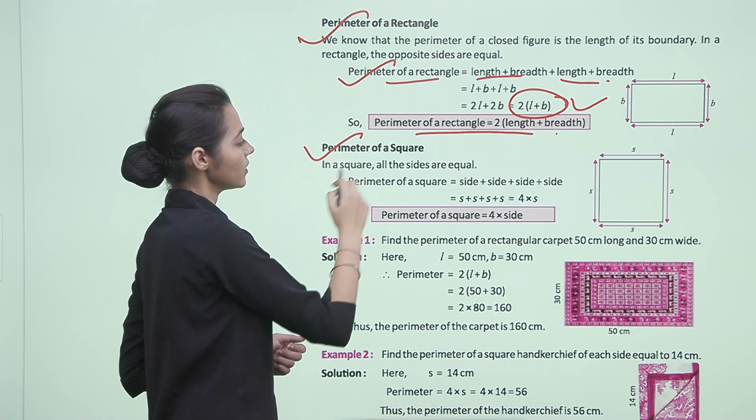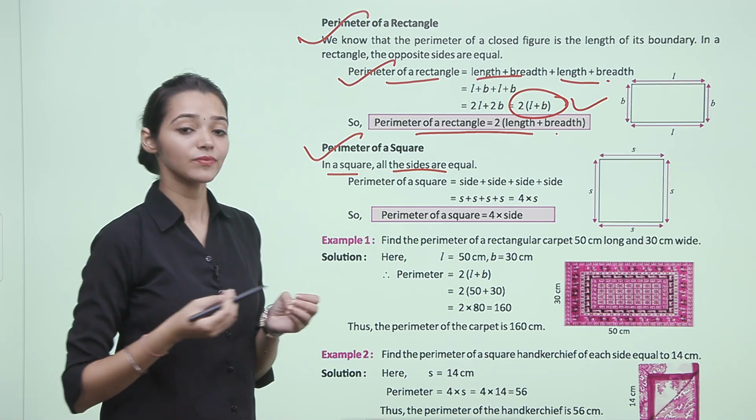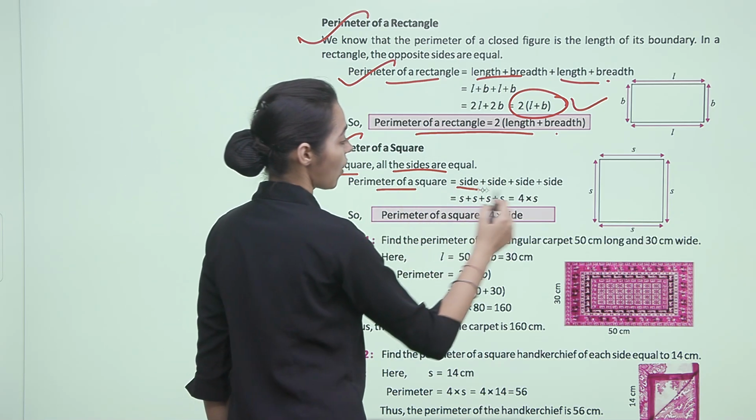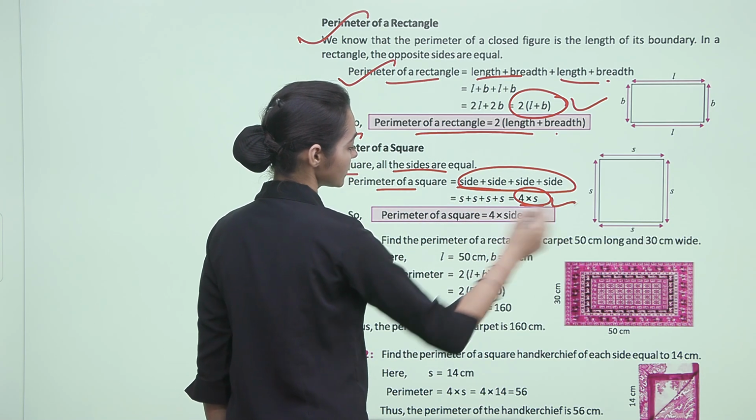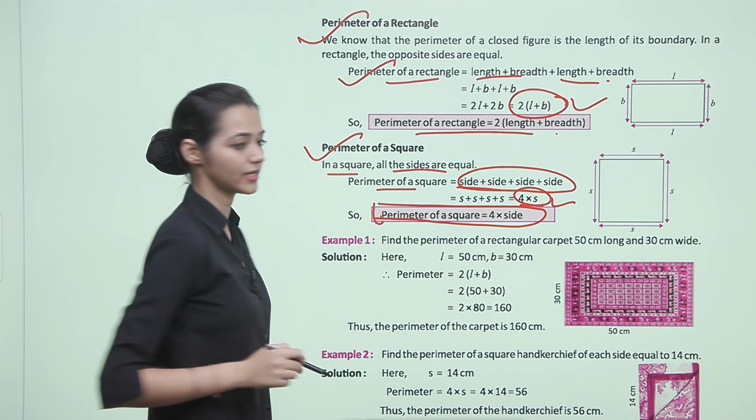Now let's look at the perimeter of a square. We know that in a square all the sides are equal. That means perimeter of a square is the sum of all its sides, that is 4 into side, and perimeter of a square can be written as 4s.